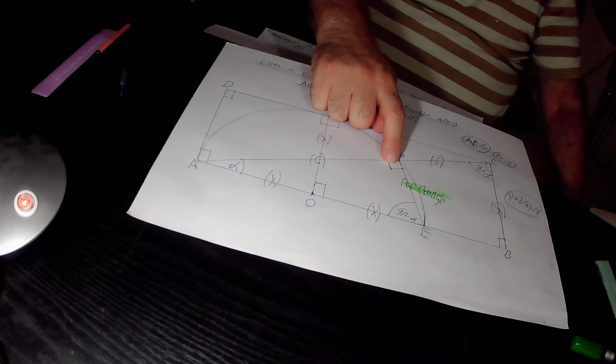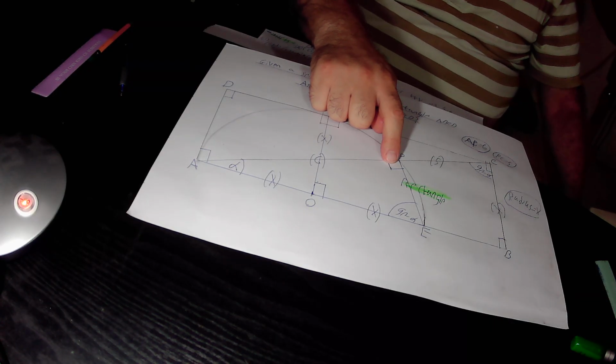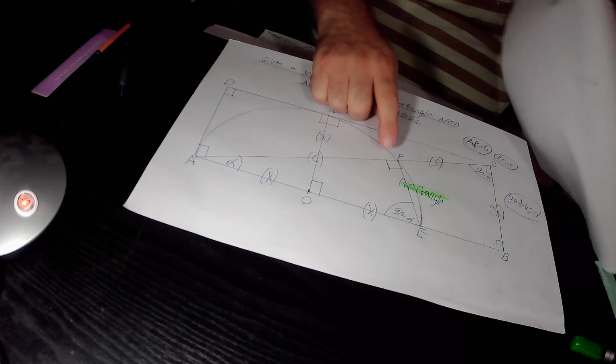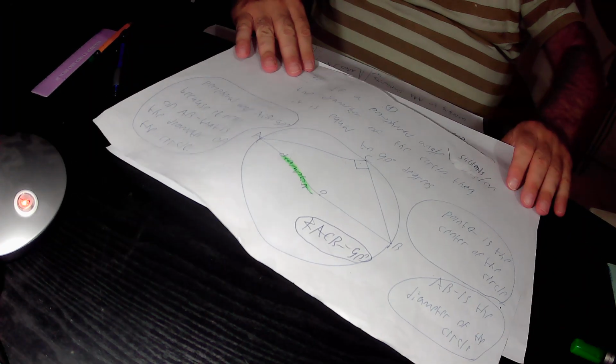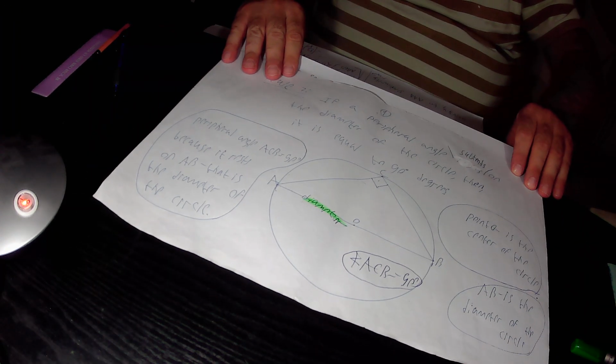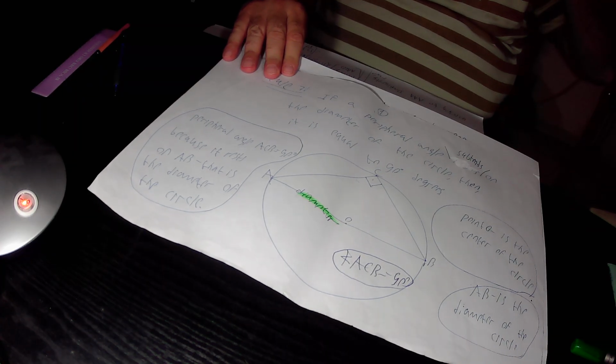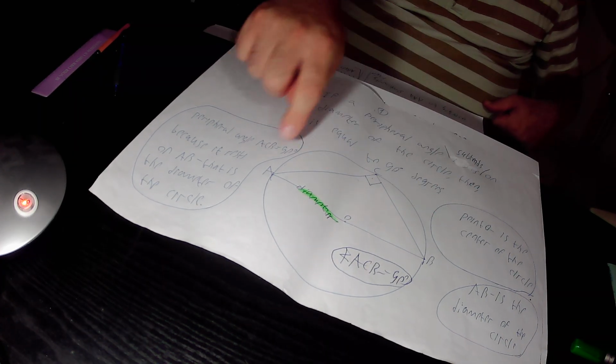So, I'll repeat quickly rule 7. According to rule 7, if a peripheral angle subtends on the diameter of the circle, then it is equal to 90 degrees. So in the domain, we have a circle.